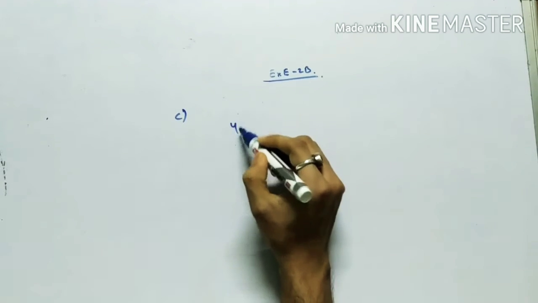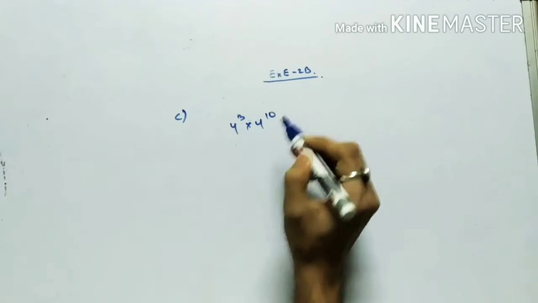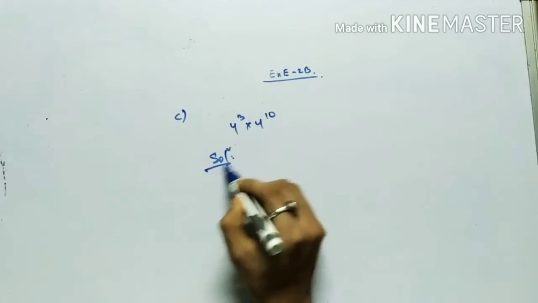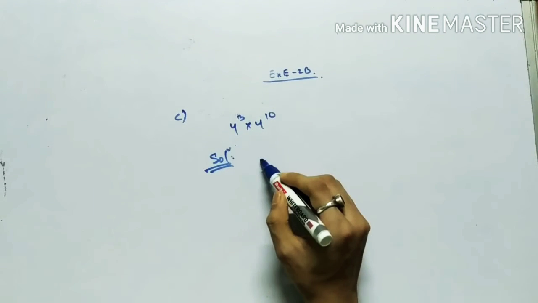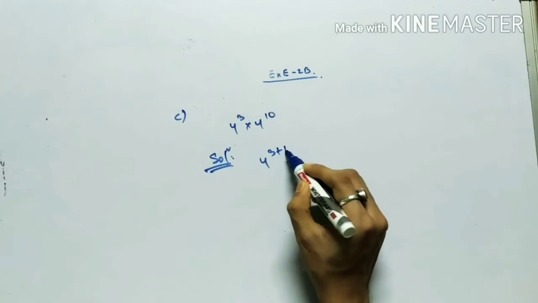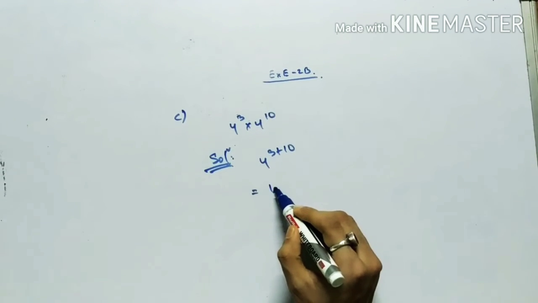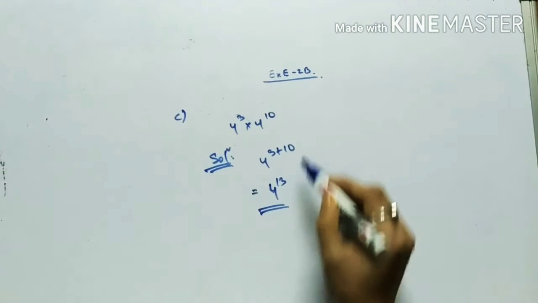Next, number 3: 4 to the power 3 into 4 to the power 10. Here the base is the same, the power is different, and multiplication is going on. So this is 4 to the power 3 plus 10, and it becomes 4 to the power 13.